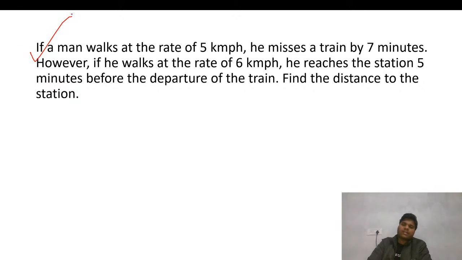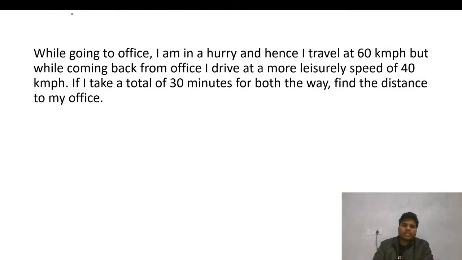If a man walks at 5, he misses the train by 7.